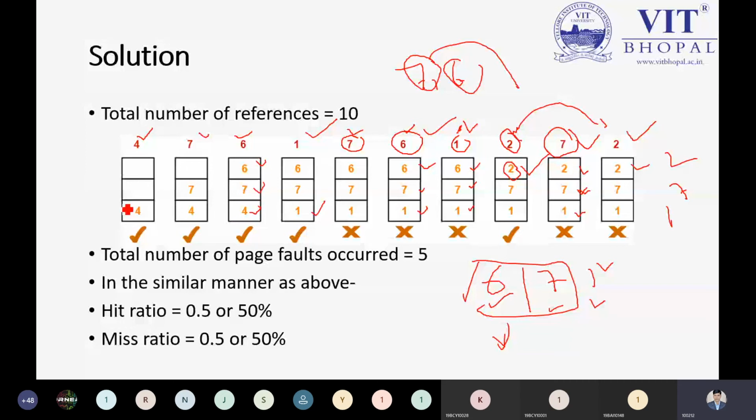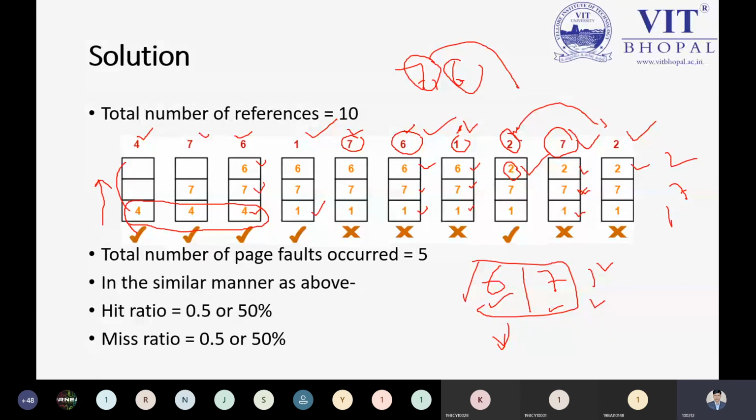Actually, we are reading the value from bottom to up. Please keep in mind this point. But 6 is the most recently used here. 6 is the most recently used, but 4 is the value which is not being used for the longest time. So definitely 4 will be replaced.